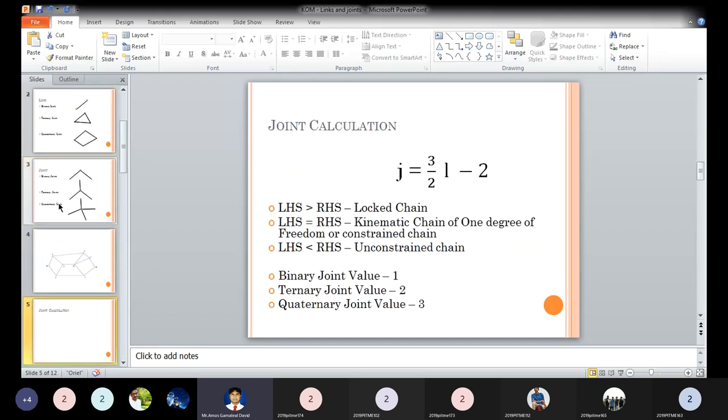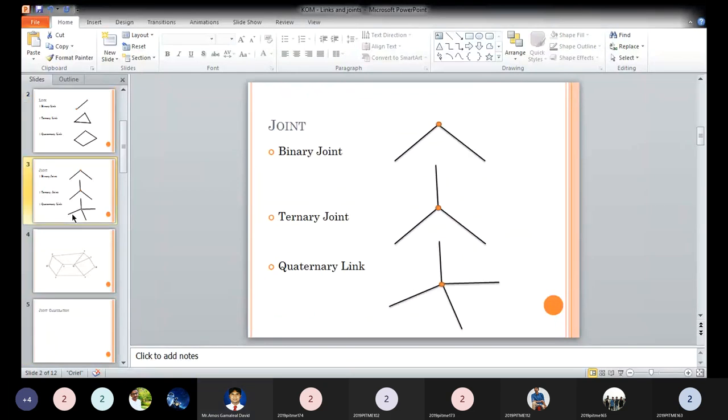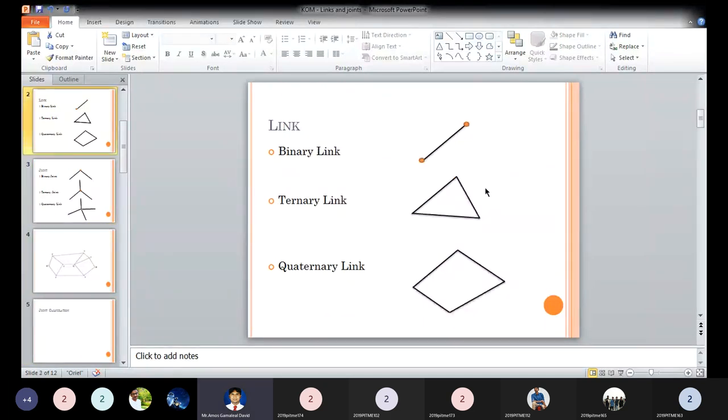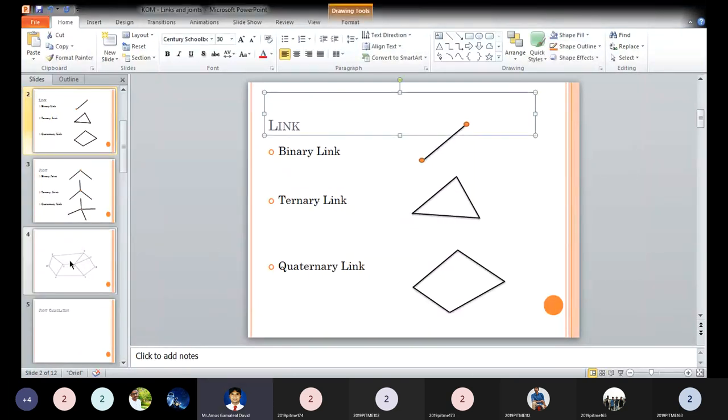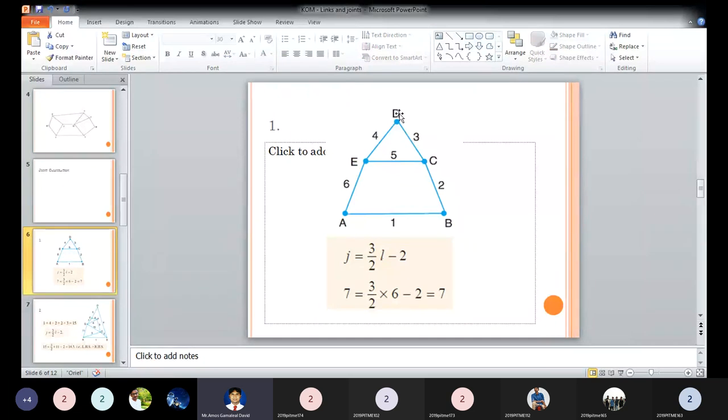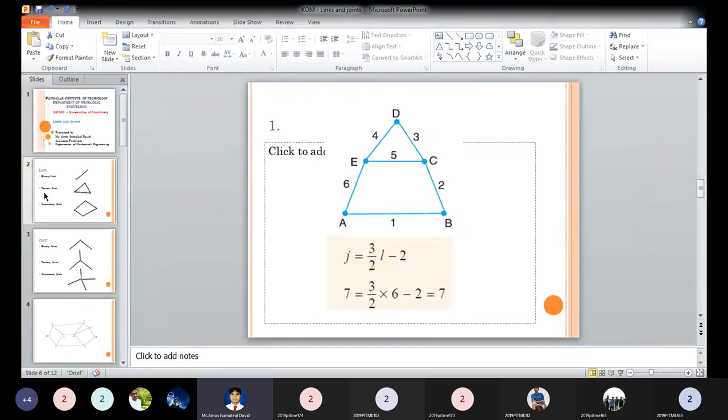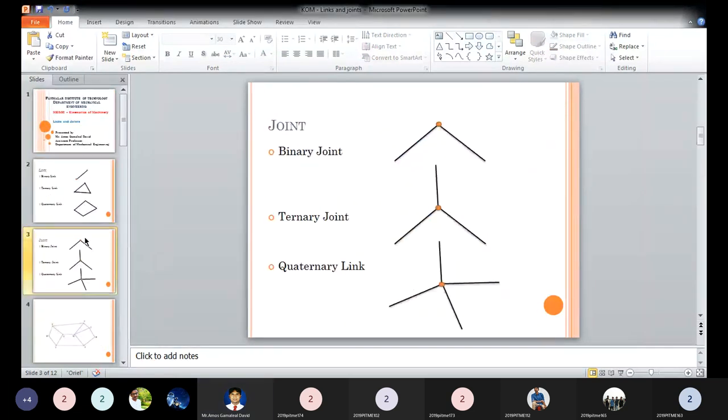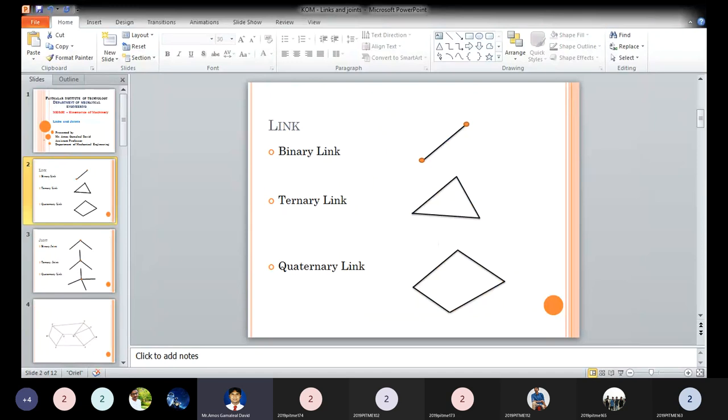If you understood links and binary joints, we haven't gone inside the ternary link and quaternary link concept. So far all are binary links. All are just one line with two ends, correct? Okay, one line with two ends, that's what it is.